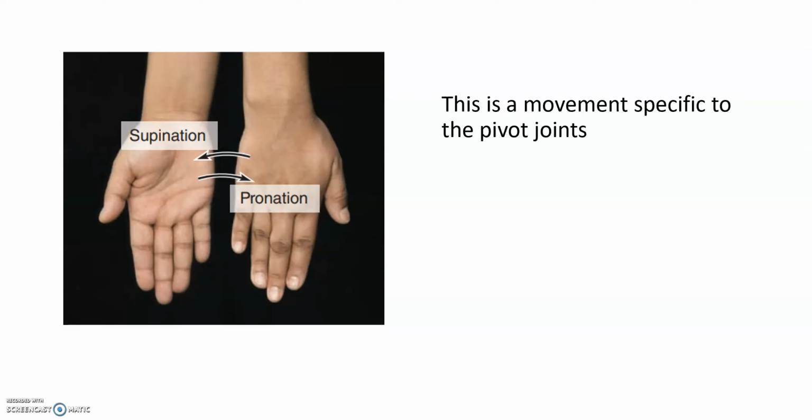Supination and pronation are the movement of pivot joints, and supination and pronation specifically discuss the movement of the ulna and radius as they rotate around each other to either put the palm up or down.